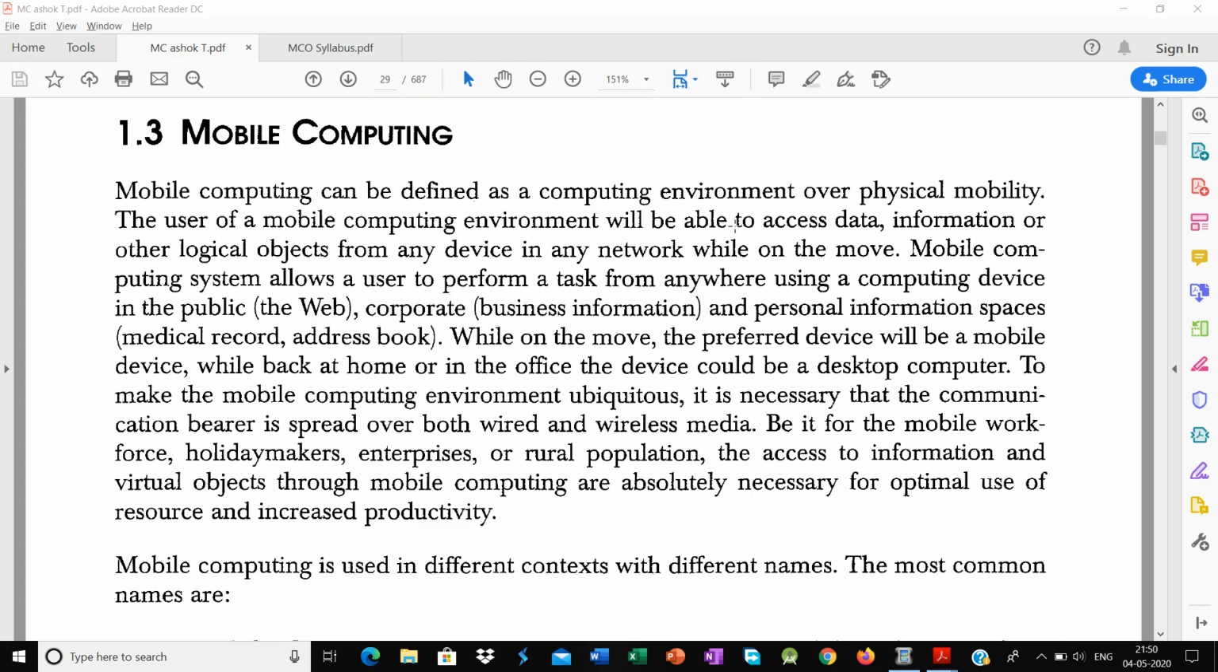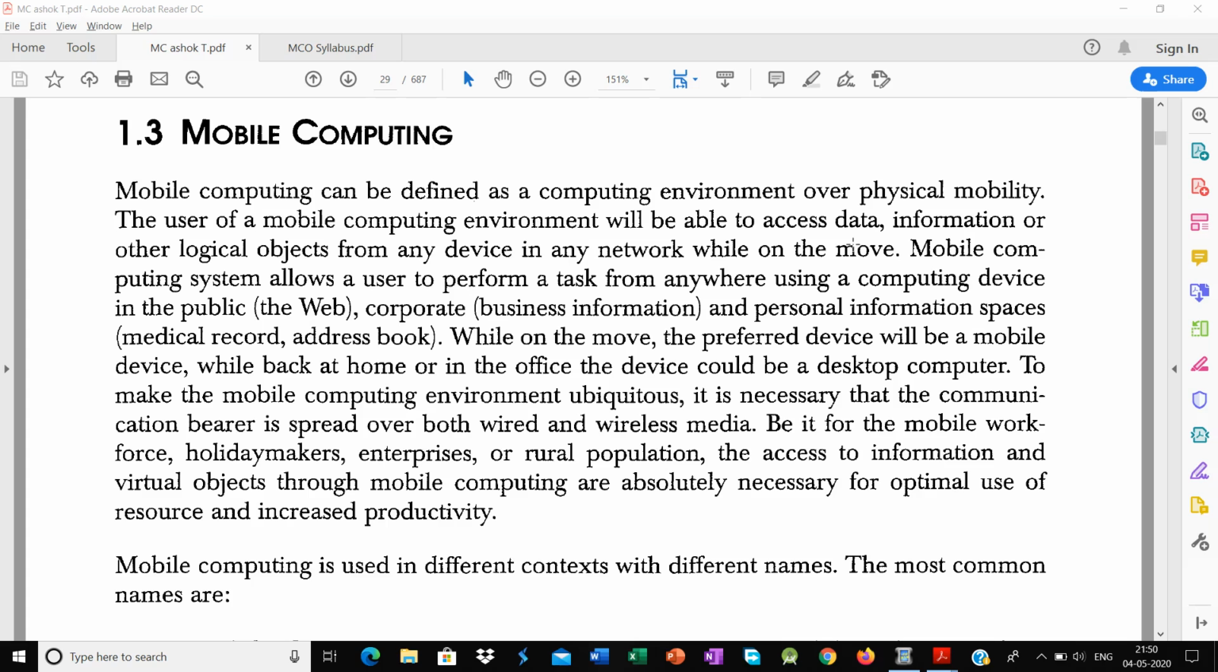The user of a mobile computing environment will be able to access data, information, or other logical objects from any device in any network while on the move. We know that mobile is one kind of device where we can travel from one location to another location without disturbing a call, or we can use various internet facilities while traveling from one location to another.